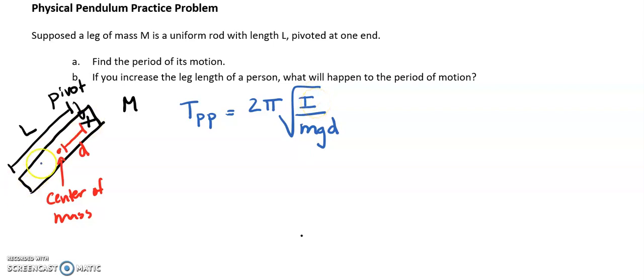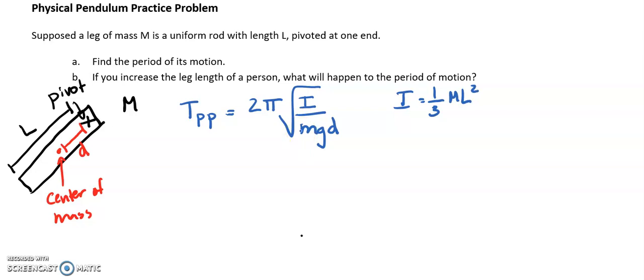Okay, so this is a rod rotated about the end. So is that 1/3 ml squared or 1/12 ml squared? So looking at my moment of inertia of shapes, it looks like that is 1/3 ml squared. And just as a reminder, 1/12 ml squared is if the rod is rotated about the center. But in this case, legs rotate about our hips, so that's the end.